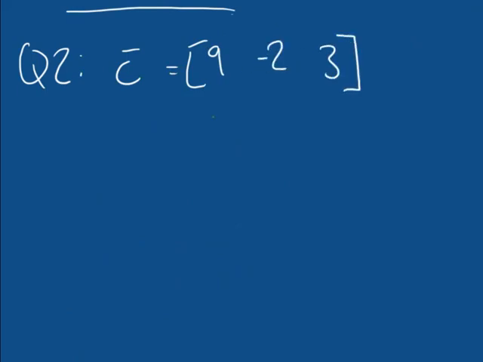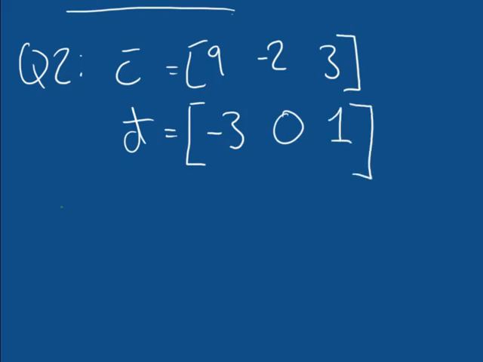Moving on. Question 2 is going to be a similar question. Again, I'm going to give you two vectors. In this case, this is vector c, which is equal to, let's say, 9 in x, minus 2 in y, and 3 in z. And a vector d, which is equal to, let's say minus 3 in x, 0 in y, and 1 in z. And again, I'd like you to calculate the dot product of c dot d. So go ahead and pause the video, and when you come back, I'm going to work through the solution here on the whiteboard. Okay, welcome back everyone.